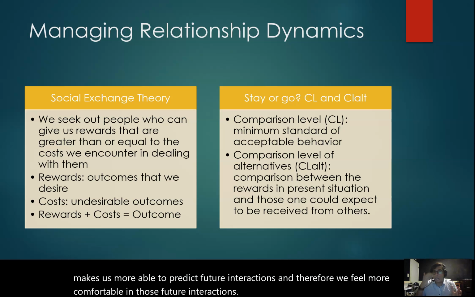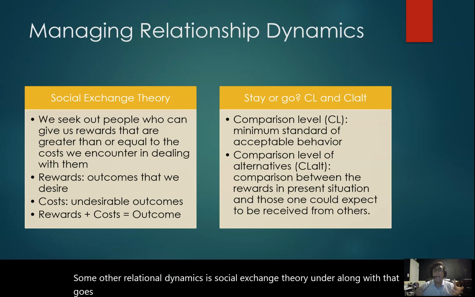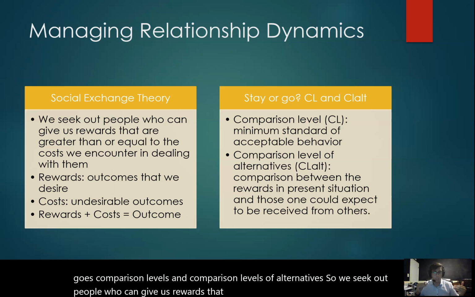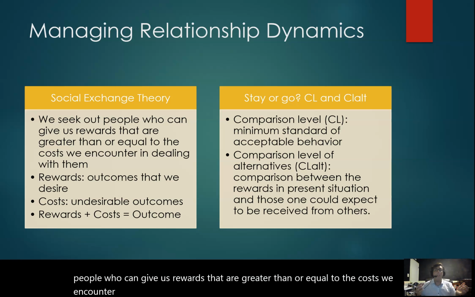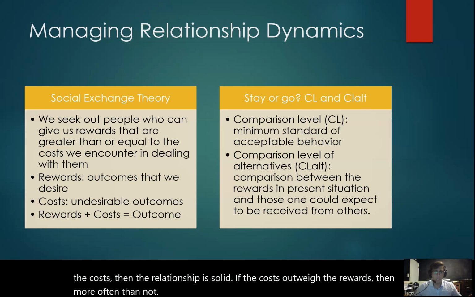Some other relational dynamics is social exchange theory, and along with that goes comparison levels and comparison levels of alternative. So we seek out people who can give us rewards that are greater than or equal to the costs we encounter in dealing with them. In other words, if the rewards outweigh the costs, then the relationship is solid. If the costs outweigh the rewards, then more often than not, the relationship will dissolve.